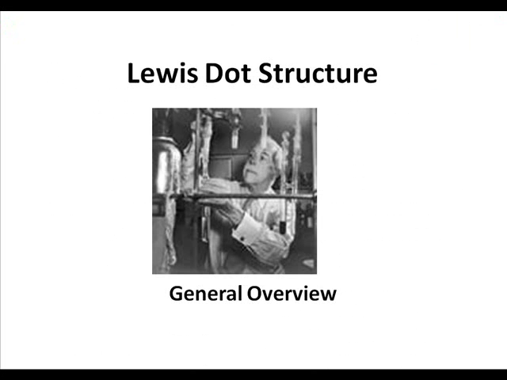A gentleman by the name of Lewis, who was a professor at the University of Chicago, came up with a strategy to clarify what goes on during bonding in general, and in ionic and covalent bonding specifically. He developed what was called a Lewis dot structure. The Lewis dot structure is just a method of writing down and following the electrons during bonding.